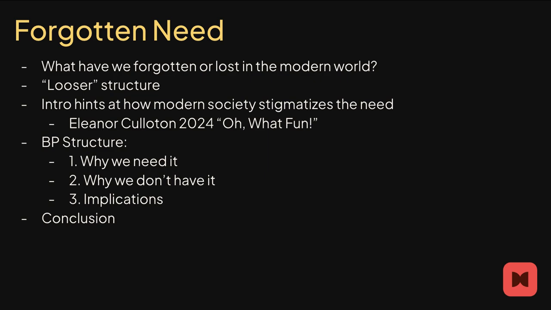Now, her body paragraph structure is a little looser. So, first, she starts with why playing is needed in the modern world, or she talks about how in the past play was needed. So she goes into the psychology of play and why it has a lot of health benefits. But then she moves into her second paragraph, which is how do we lose play in the modern world? In which she brings up two examples.